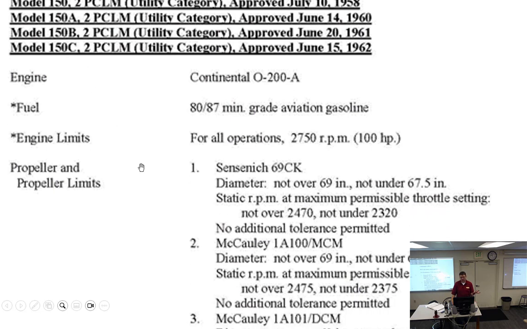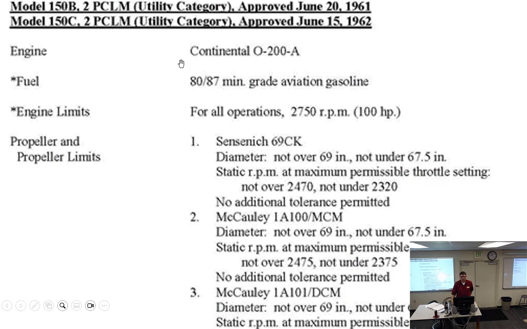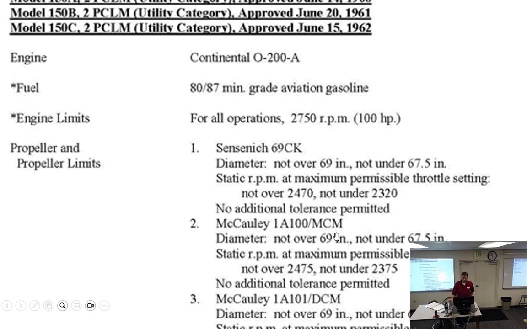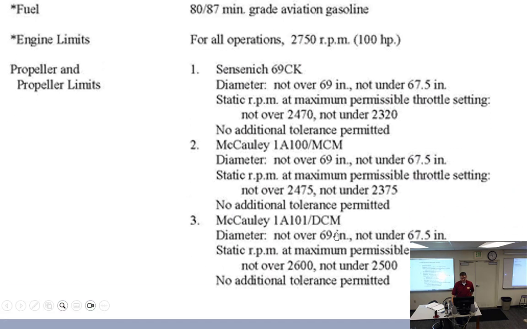So those airplanes right there are required to have a Continental O-200-A that has that fuel grade. And for all operations, 2750, that is the max RPM. That is where you see the red line. So you cannot go past that. And they say, oh, you may have 3 different propellers on this or more, depending on what the next page says, which I don't have. You could have a Sensenich, or some people say Sensnik. Yeah, so it's like CH, like church, Sensnik.